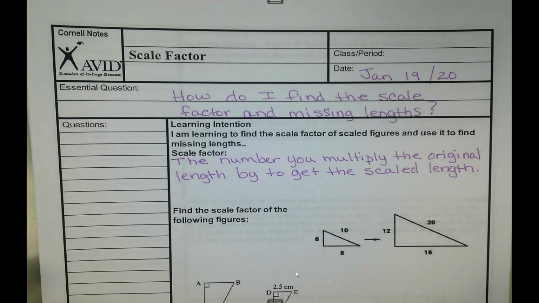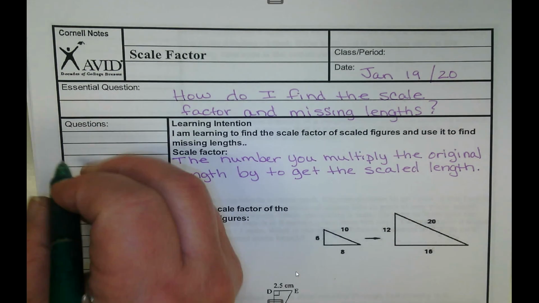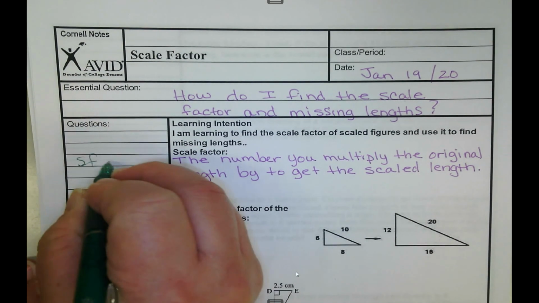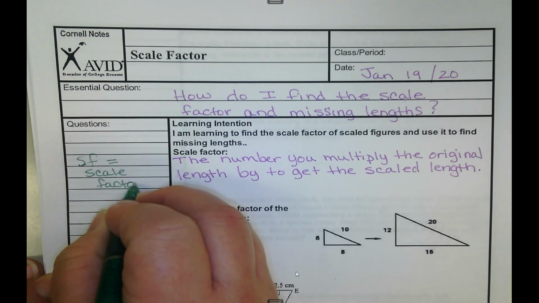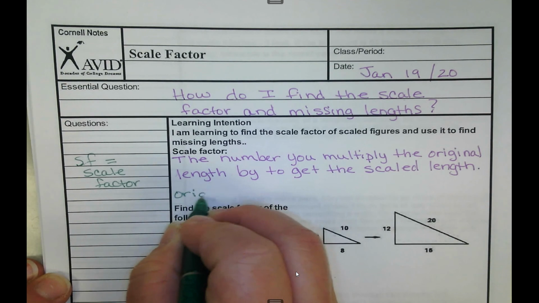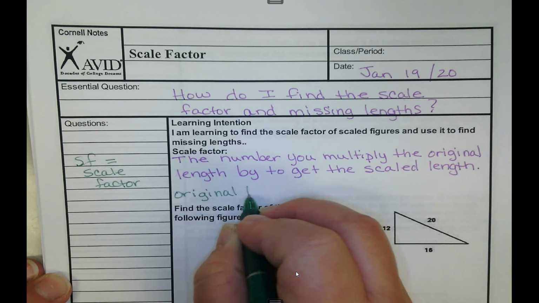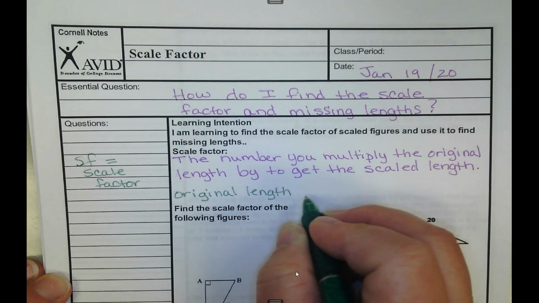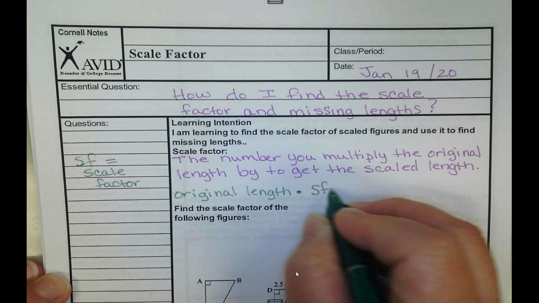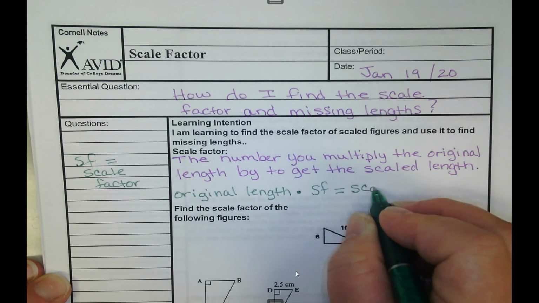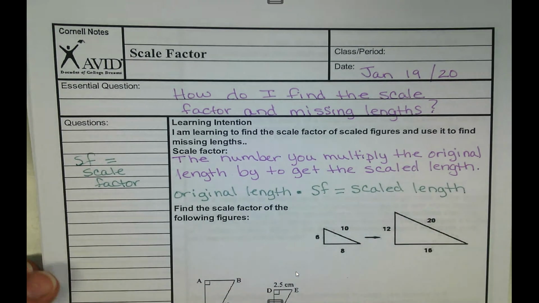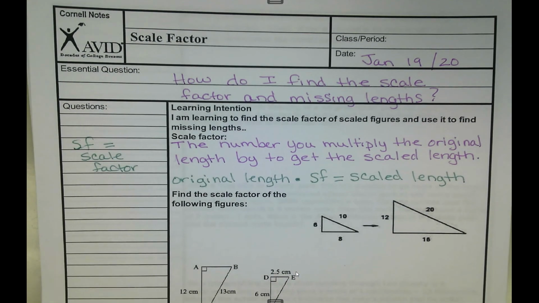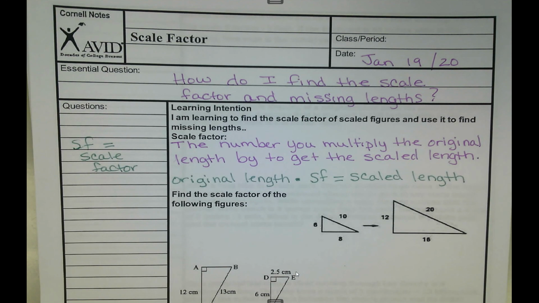So if you're looking at the formula, remember that from now on, I'm just going to put SF, and that will mean scale factor. So the original length times your scale factor will give you your scaled length. That's simple. So if you've got to find your scale factor, you simply take the scaled length and divide it by the original length.